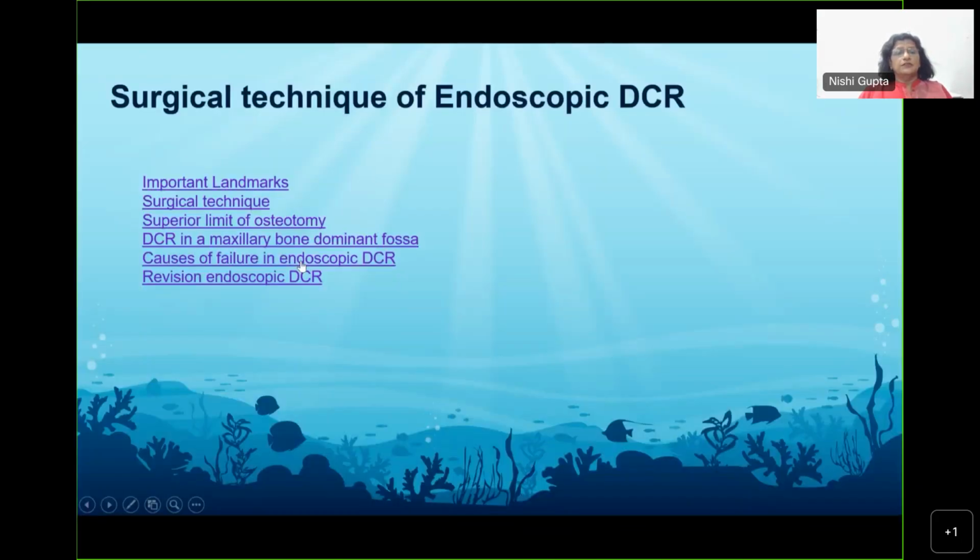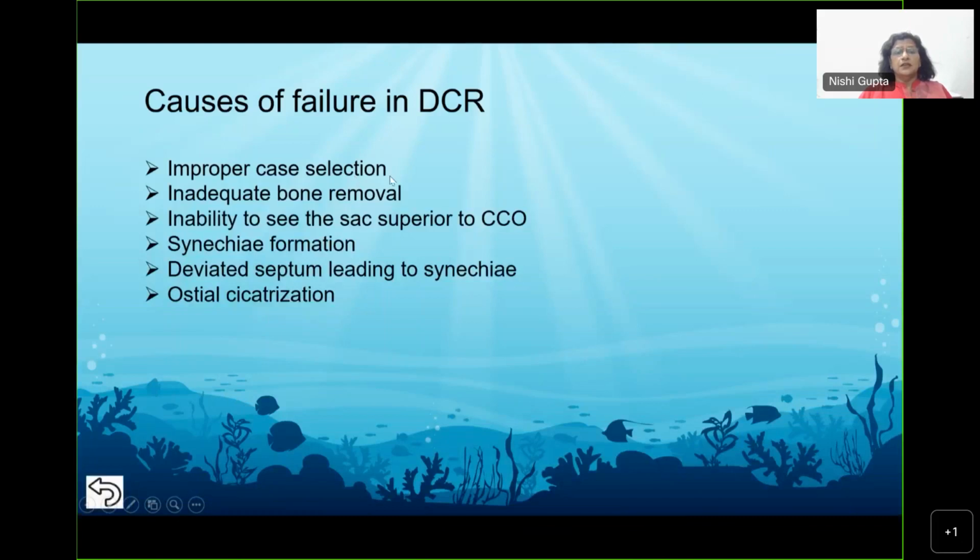So what are the causes of failure in endoscopic DCR? Most important: improper case selection, inadequate bone removal, inability to see the sac superior to the common canalicular opening, synechia formation, deviated septum leading to synechia, and ostial cicatrization.